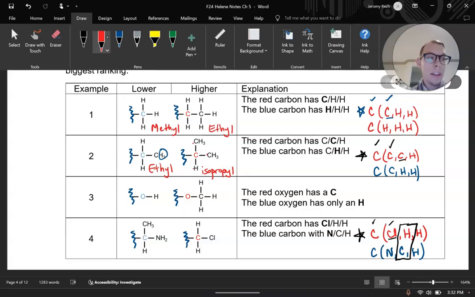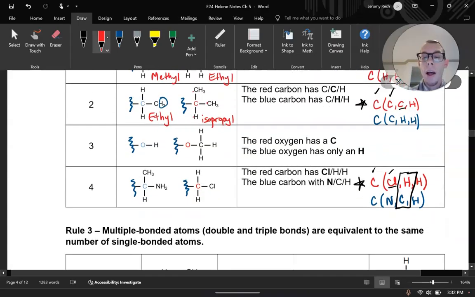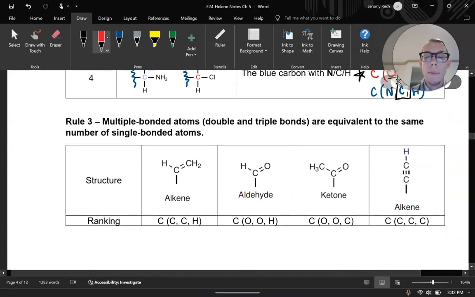The one final thing that you'll sometimes get is multiple bonds. So what happens if you have a double bond or a triple bond? You'll see these a lot with things like alkenes, alkynes, aldehydes, carboxylic acids, and so on and so forth. Any multiple bond that we have is just going to count as a bunch of single bonds.